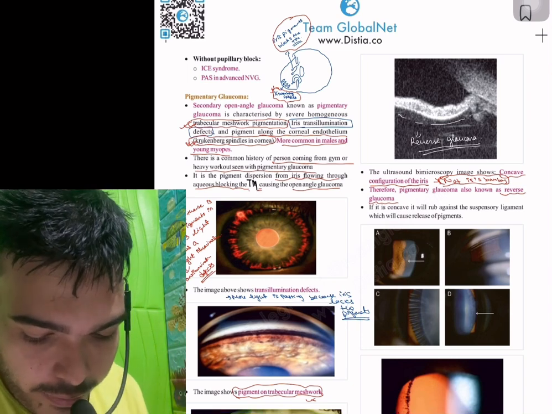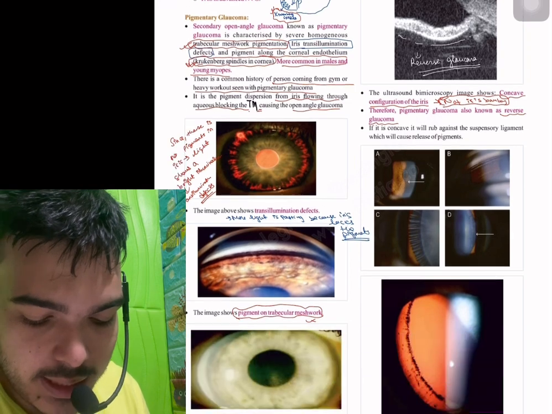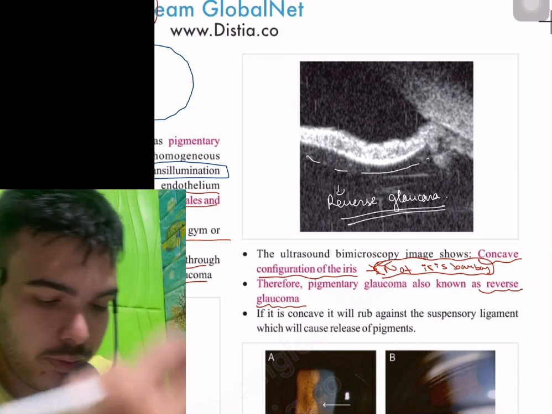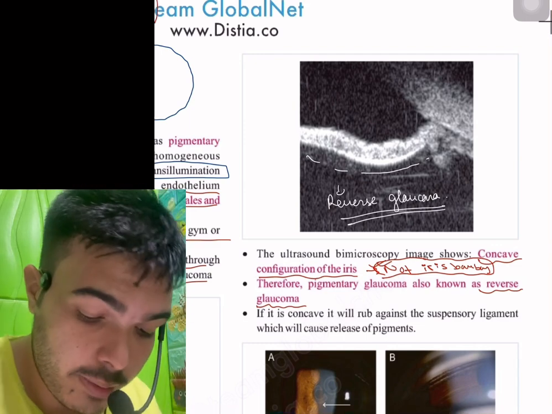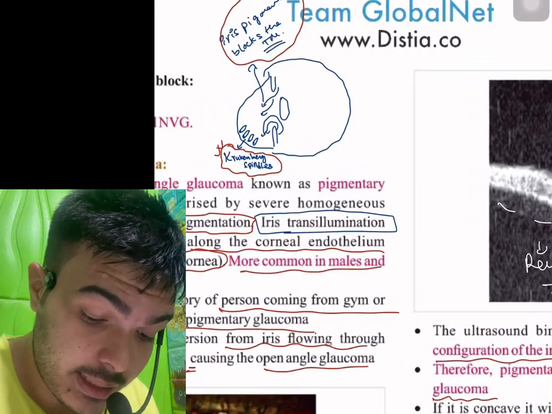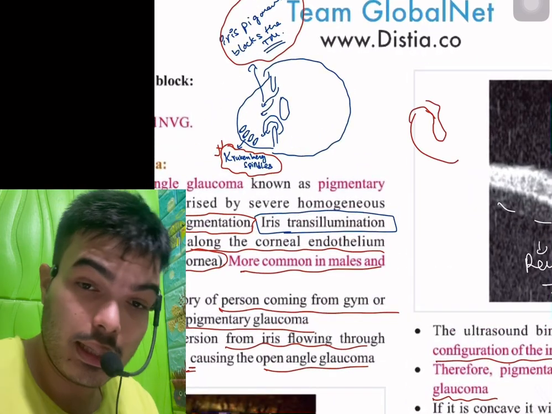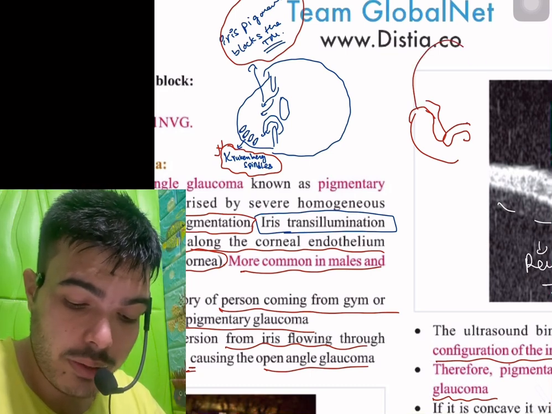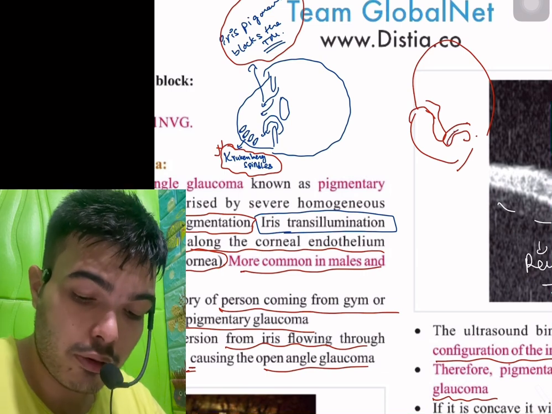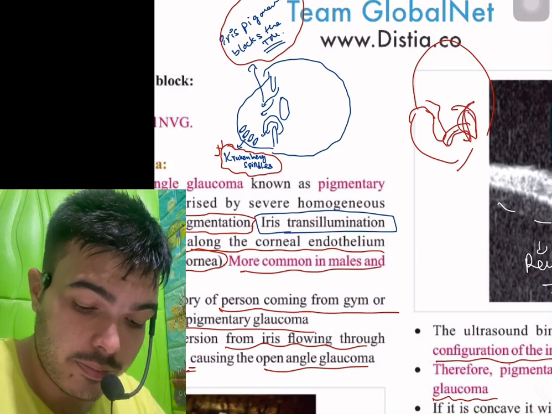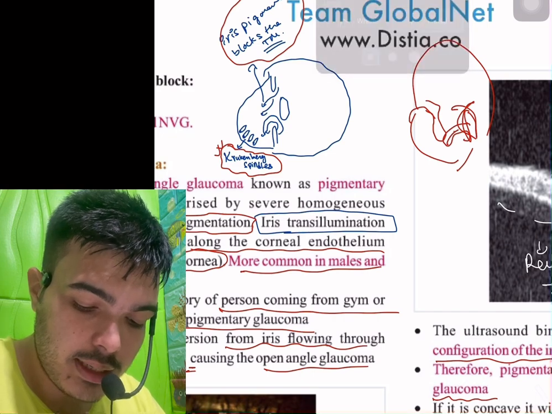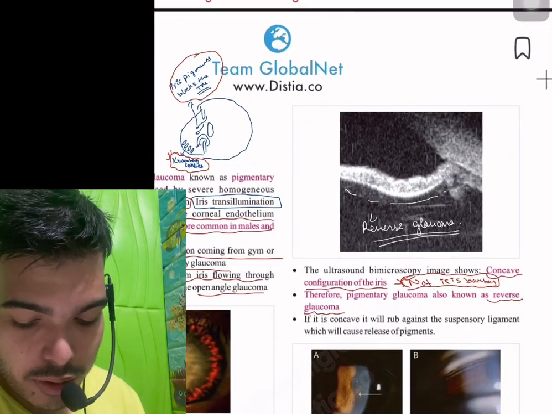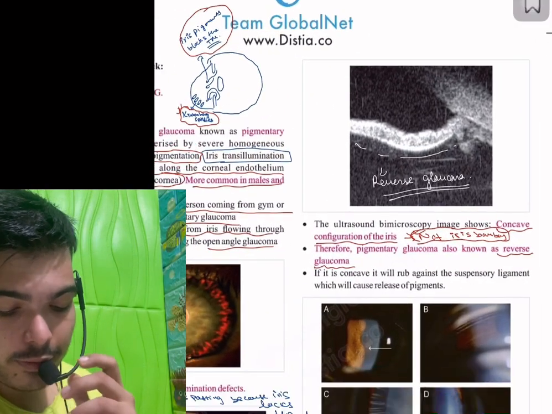And in ultrasound biomicroscopy examination, you will see something known as reverse pupillary block. Normally, because of angle closure glaucoma, there is an anterior bowing of the iris. But in this case the bowing will be posterior. This is also known as reverse pupillary block. You can see it in this diagram. Ultrasound biomicroscopy shows a concave configuration of the iris.